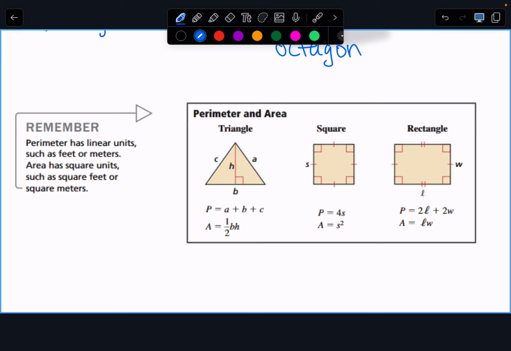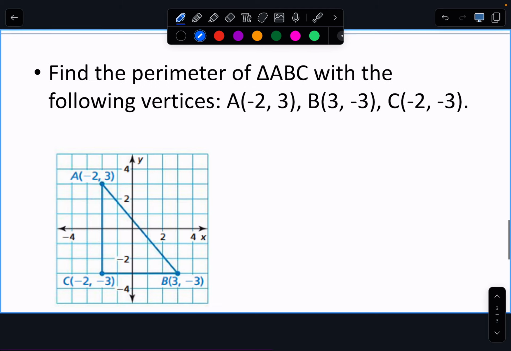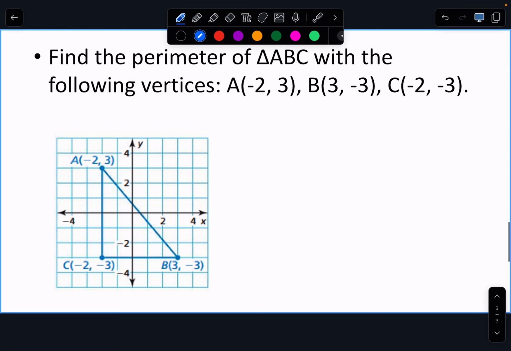You know how to find the area of a triangle, right? Okay. So here we go. I am asking you on page 11 to find the perimeter of ABC.